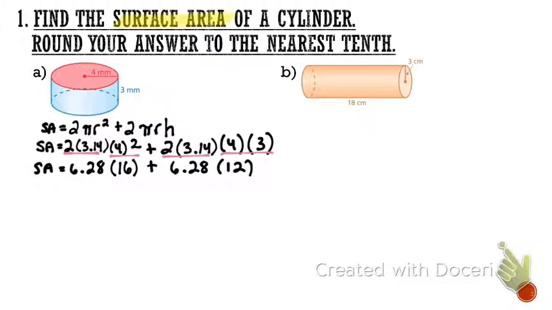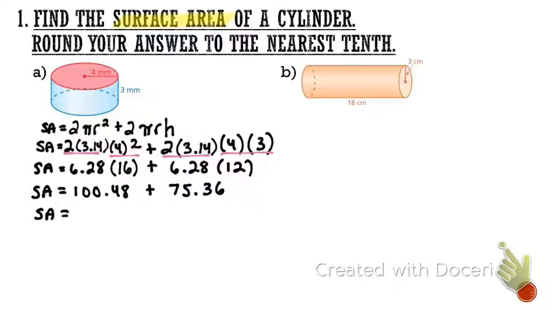Now let's go ahead and keep plugging in some numbers. If you plug in 6.28 times 16, you can do that in your calculators. You will hopefully get 100.48, plus, when we multiply these two together, we should be getting 75.36. Now all you need to do is just add those together.